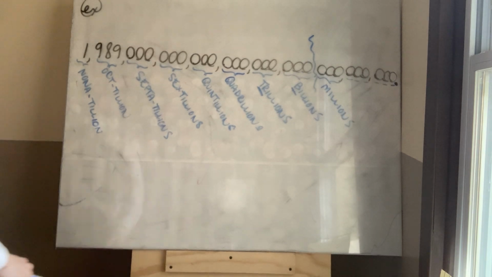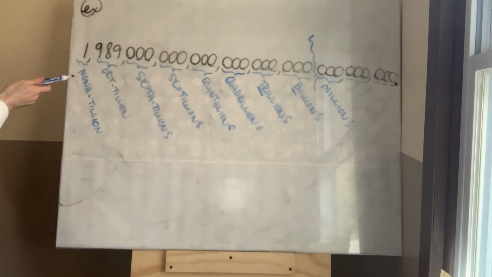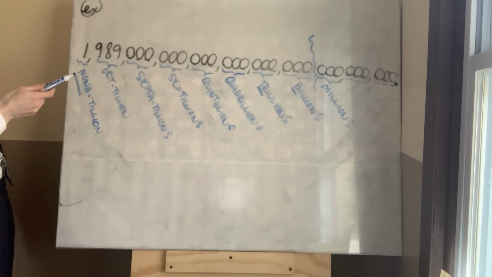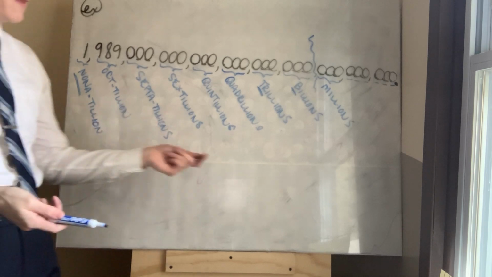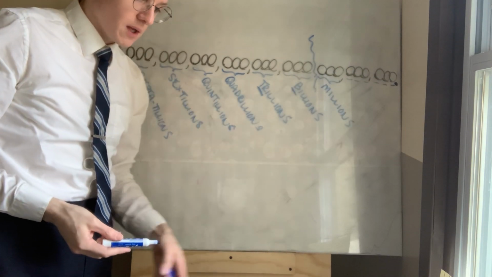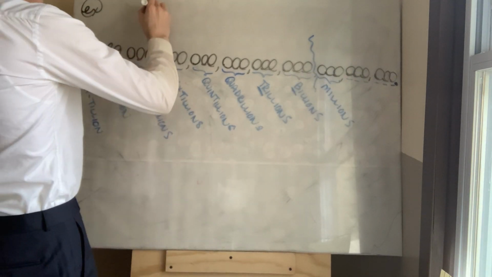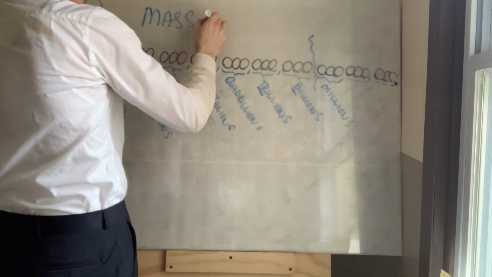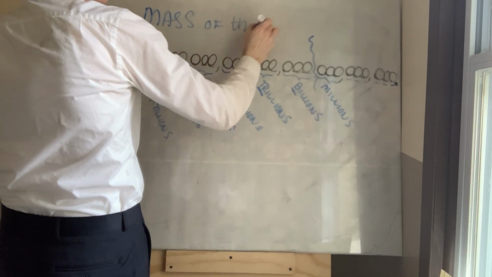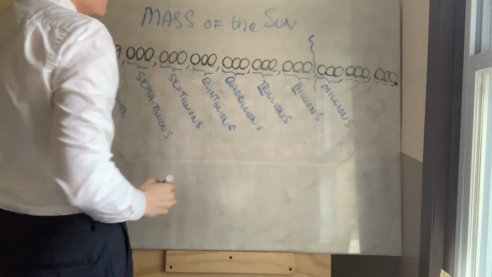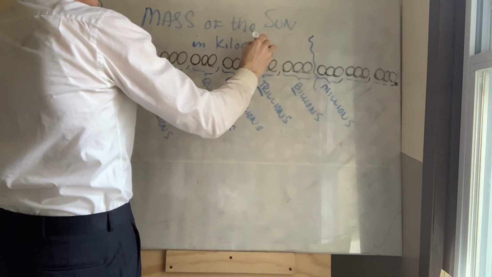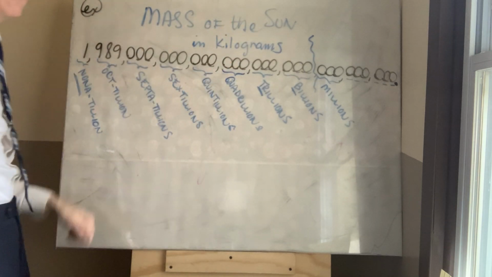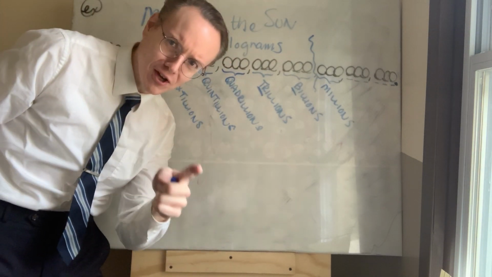All right. This is one that looks like 1 nontillion, 989 octillion, and then whatever the unit would be. All right. If this were the mass of the sun, and I believe it is, in kilograms, that's quite large. And you thought that you were off your diet.